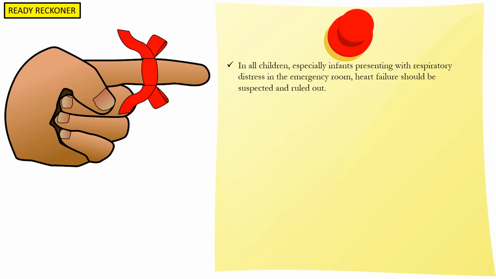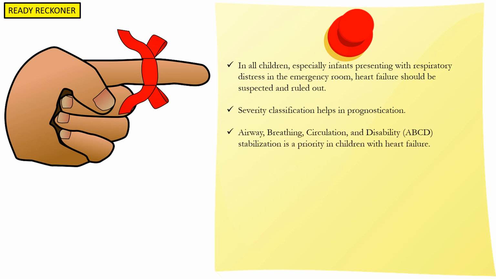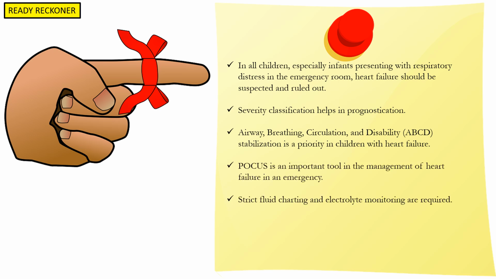So the ready reckoner includes: all children, especially infants presenting with respiratory distress in the emergency room, heart failure should be suspected and should be ruled out in them. Severity classification helps in the prognostication of heart failure. Airway, breathing, circulation and disability stabilization is a priority in children with heart failure. POCUS is an important tool and strict fluid charting and electrolyte monitoring is required. Secondary causes should definitely be identified and treated because otherwise the patient will not be completely out of danger.